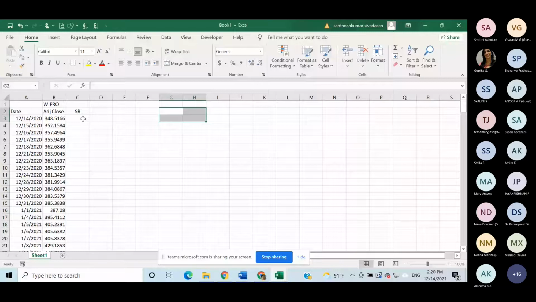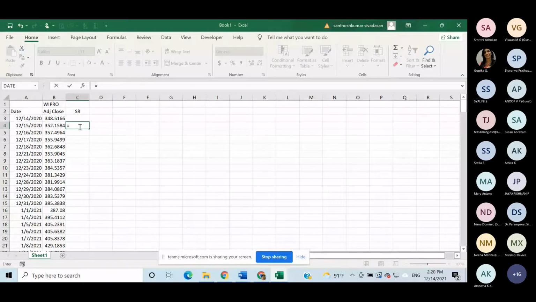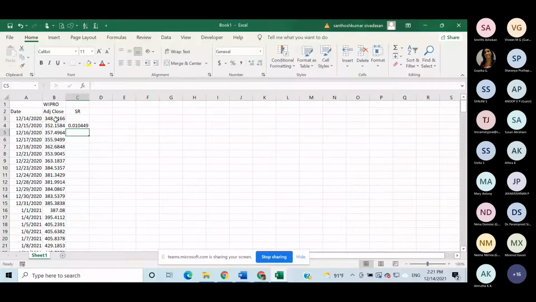I'm leaving the first cell because if you have to compute a return here, you need a previous cell, and you don't have a previous cell here. So the computation starts from here: equal to today's price divided by yesterday's price. Hope you are following, right? Yes, sir. Minus 1, this is a simple return.